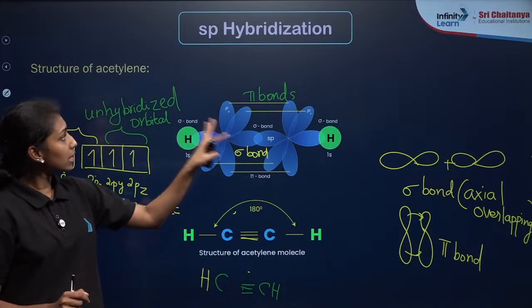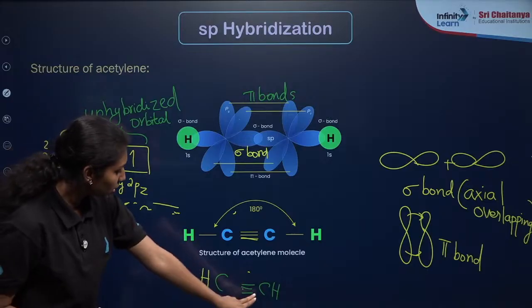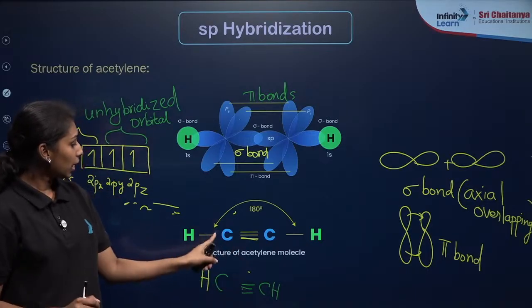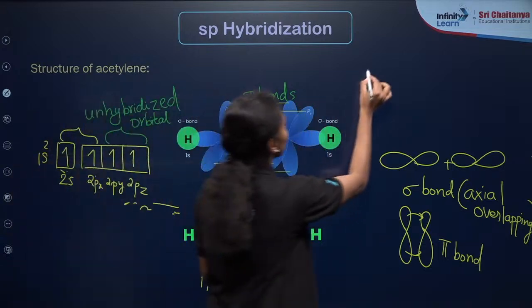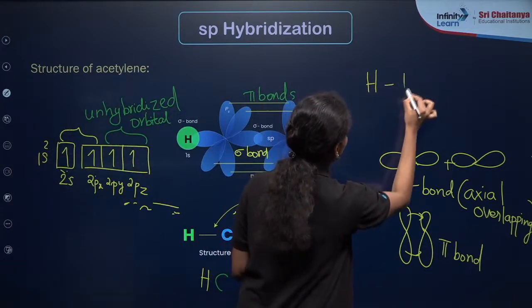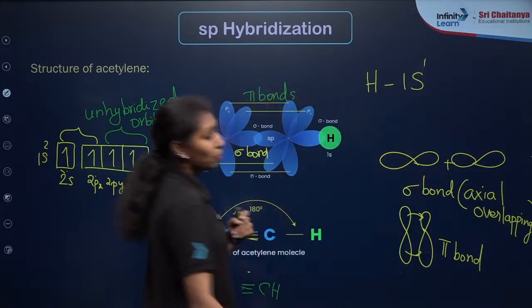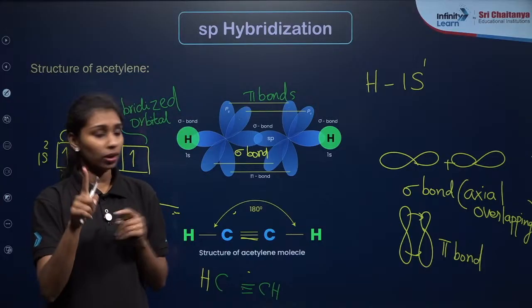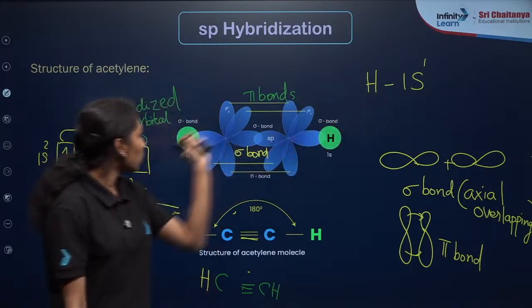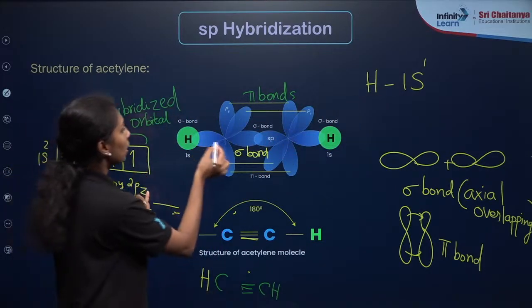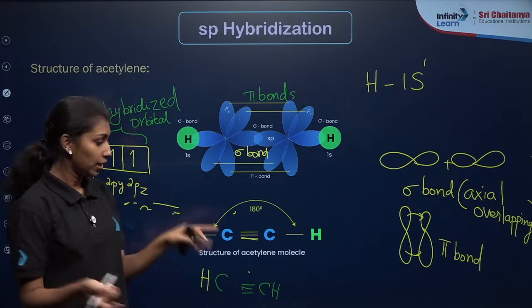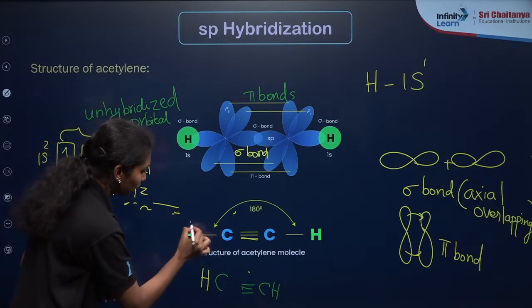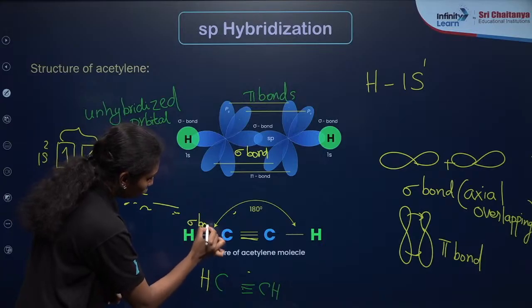Then in the case of CH triple bond CH, here one hydrogen atom is there. The electronic configuration of hydrogen is 1s1, because in hydrogen there is only one electron, present in the 1s orbital. So this 1s orbital and the sp hybridized orbital of carbon will combine to form another sigma bond, which is represented by the C-H sigma bond. Okay, I hope you understand.